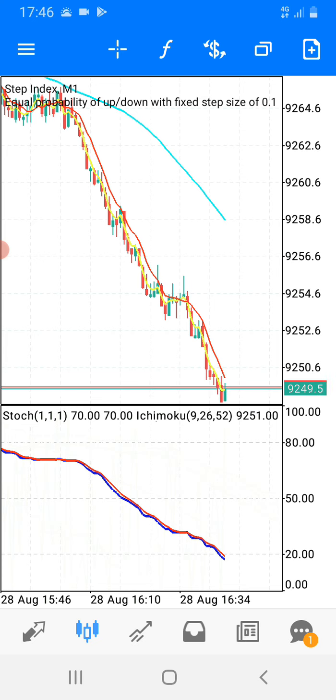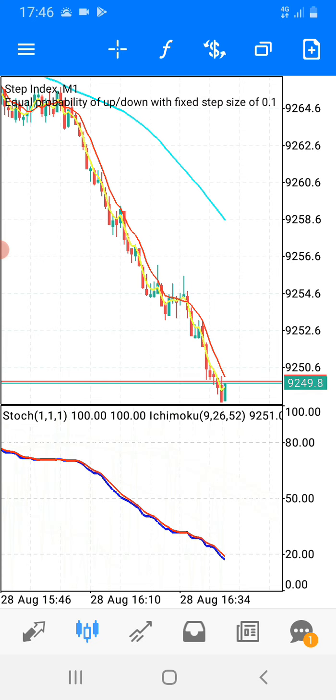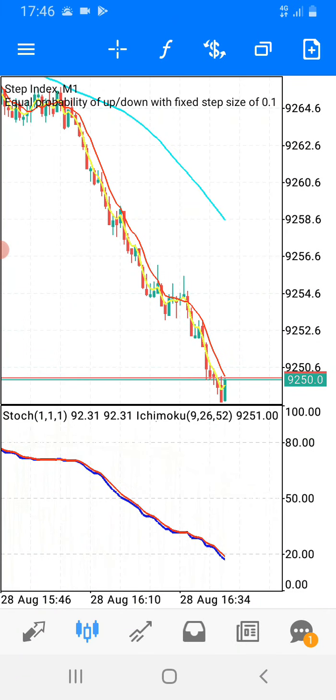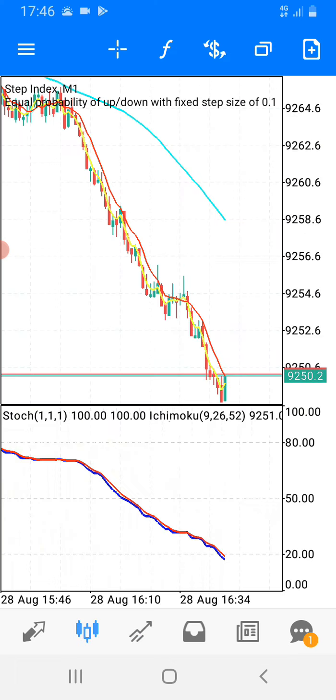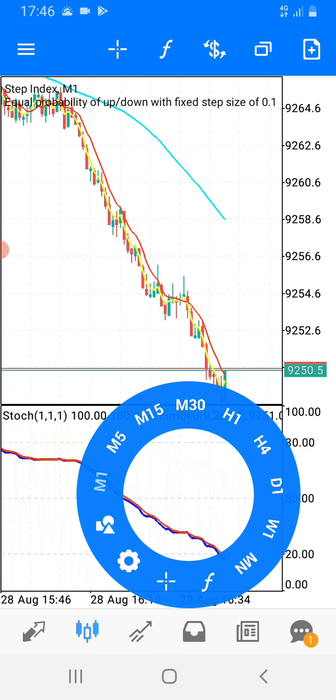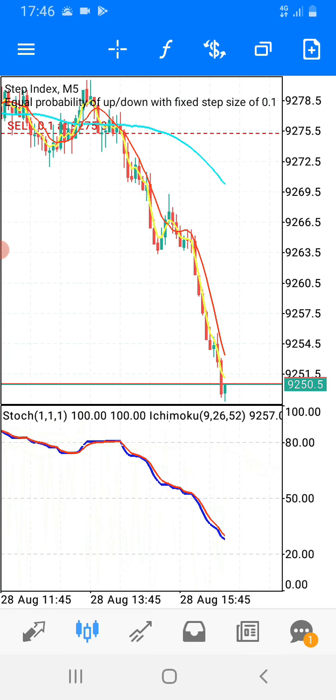So guys, this is how this strategy works. It works perfectly. The strategy is very, very powerful, guys. So you can see I'm using the strategy right now. I'm using it, and you see how it works.